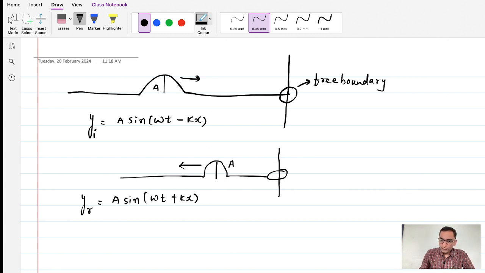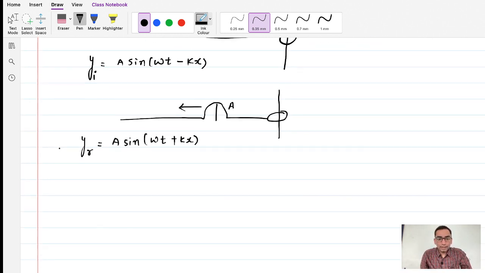But had it been a fixed boundary, then the pulse would be reflected back, the crest would be reflected back in terms of a trough. In that case, we would have to insert a minus sign over here, right? But we are not going to worry about that case.